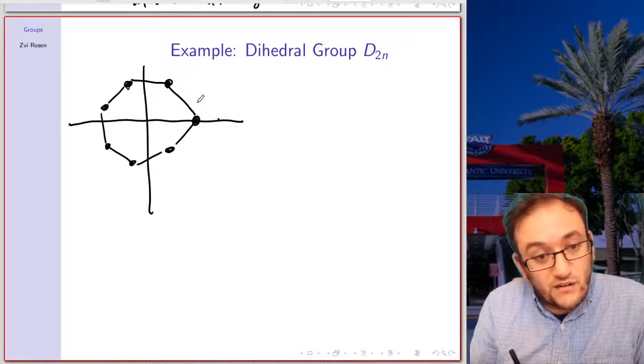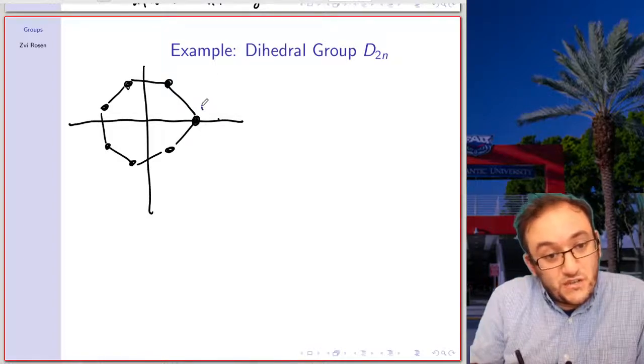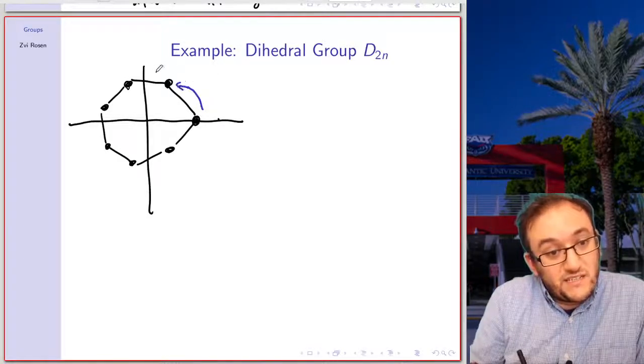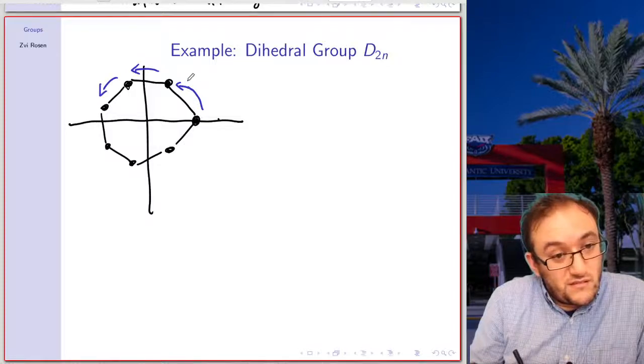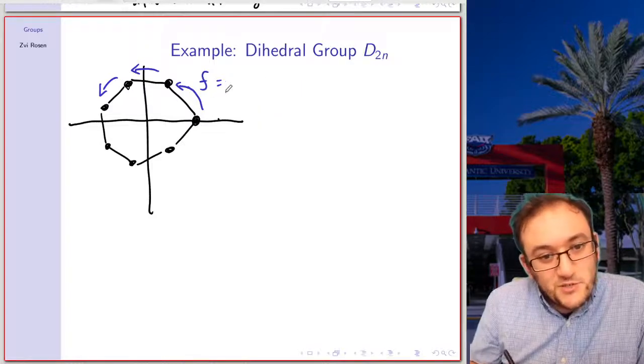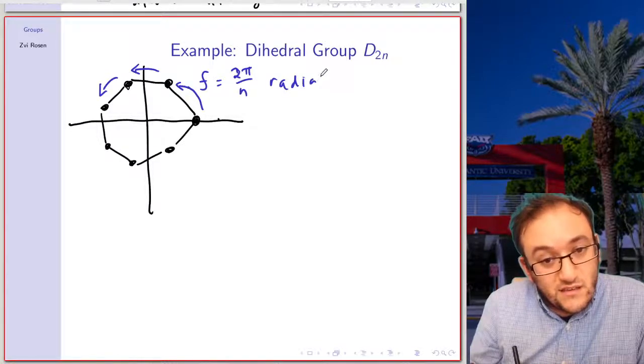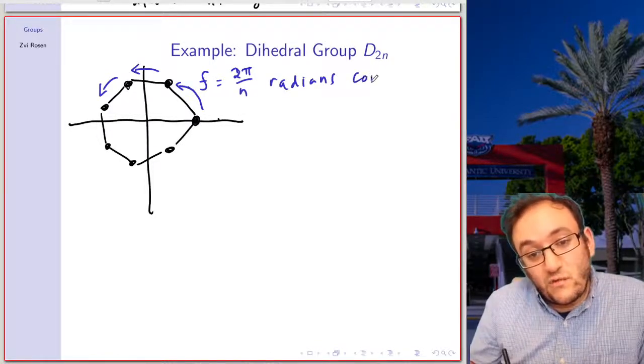Now here we're going to have similarly one map which is rotation by 90 degrees. So that will be F, which will be 90 degree rotation, sorry, not 90 degrees, 2 pi over n radians, 2 pi over n radians counterclockwise.